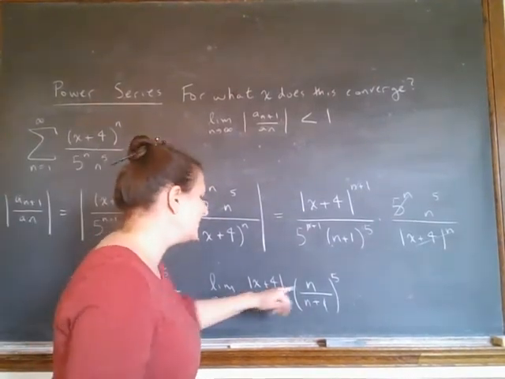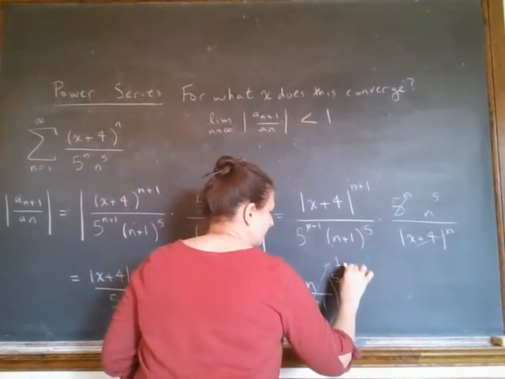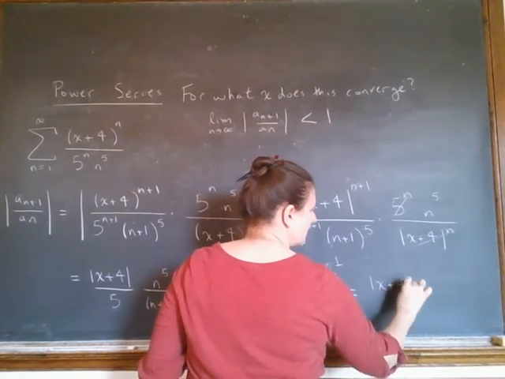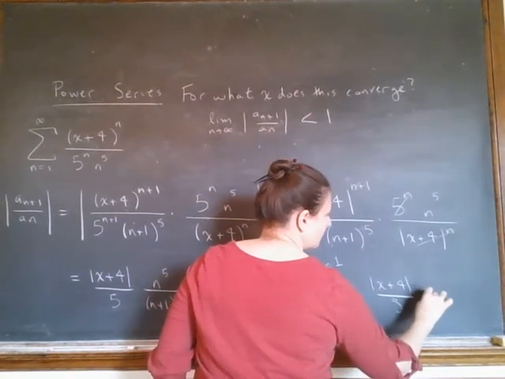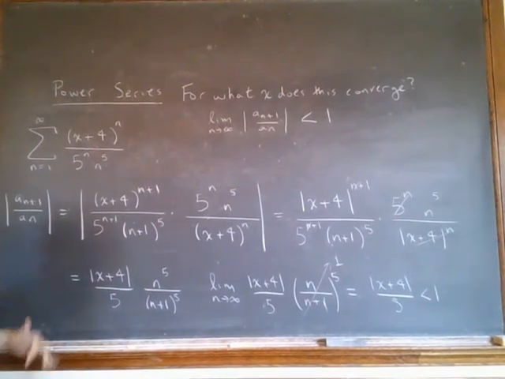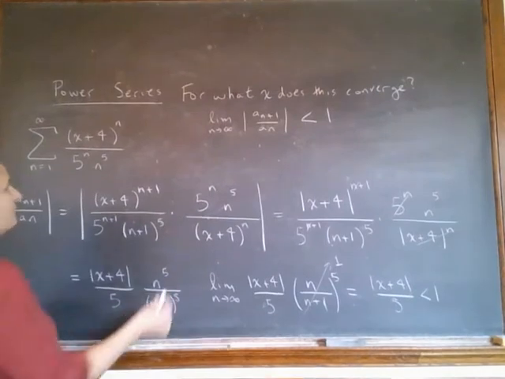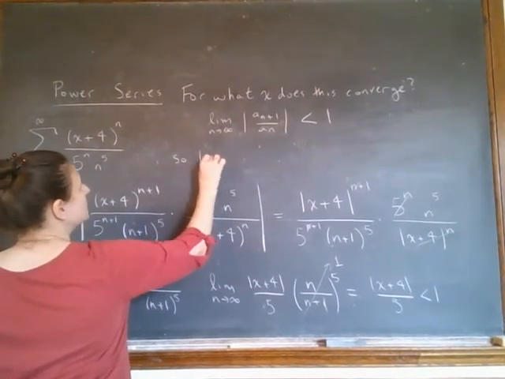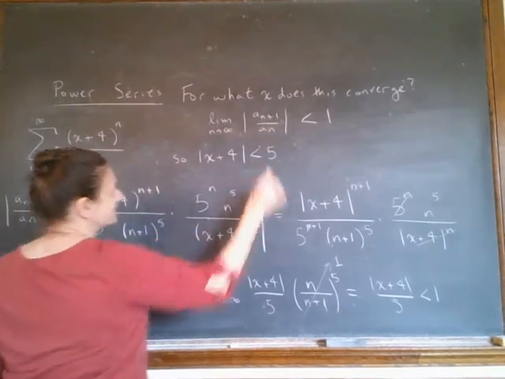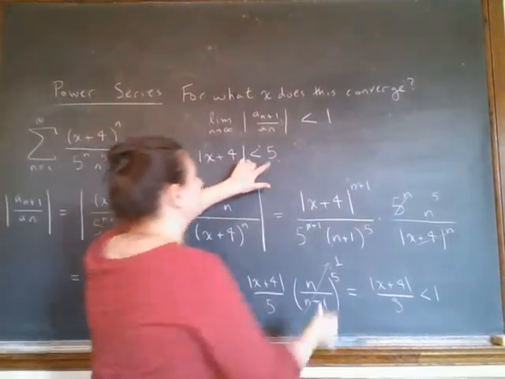But what's going to happen is, of course, this whole thing is going to go to 1. And I'm going to end up with the absolute value of x plus 4 over 5 is less than 1. Okay? So I want to work that out. I'm going to multiply both sides by 5, right? So my answer then is the absolute value of x plus 4 is less than 5. So 5 is my radius of convergence.